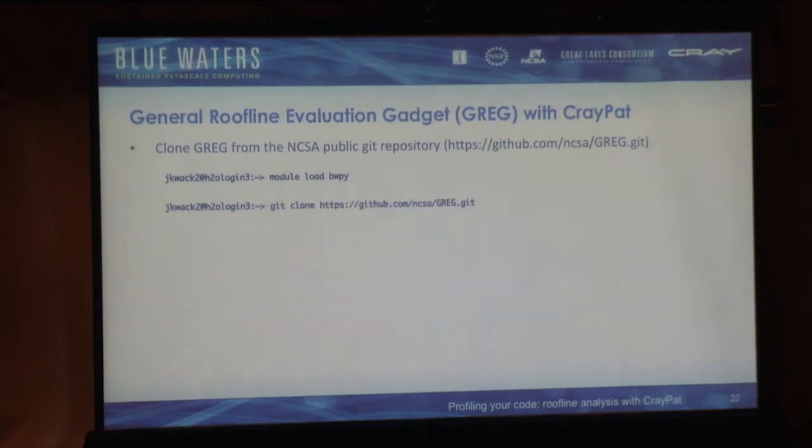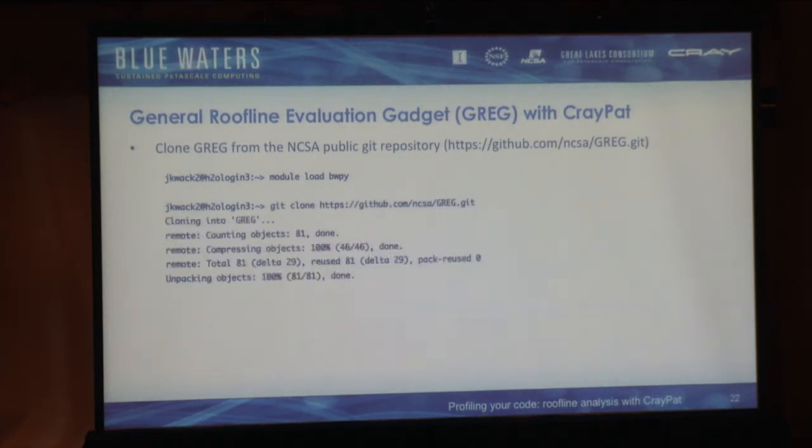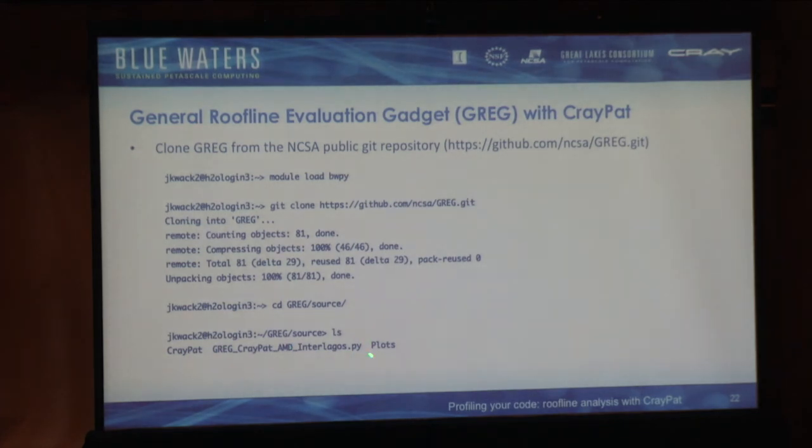Okay, so git clone GREG, and I will show you this one. If you go to the GREG source, you will see these three objects. The second object is your Python script to analyze your CrayPat report. We named it GREG CrayPat AMD Interlagos. The reason is that if you get the next system, we will have a different CPU architecture, and in that case we will make another Python script. We're also working on some other general profilers, for example perf. If we complete the development, we will also add another Python script for perf without CrayPat.